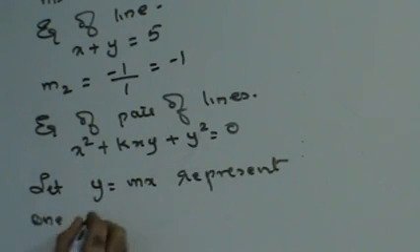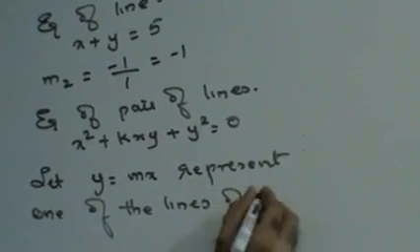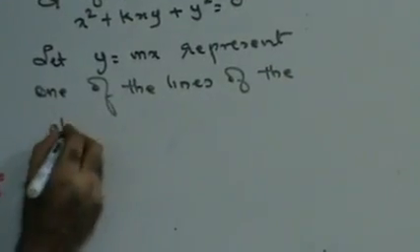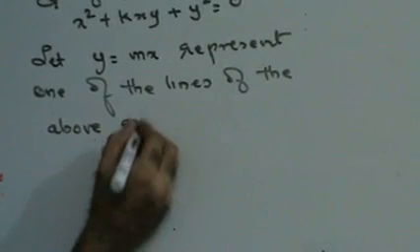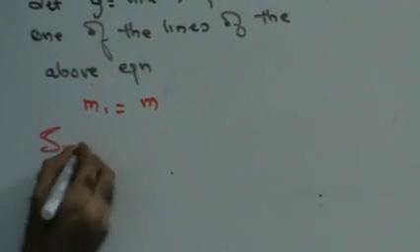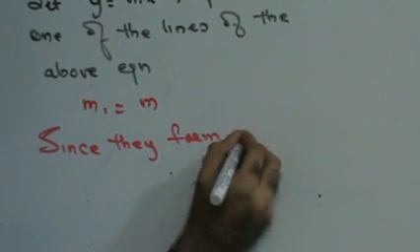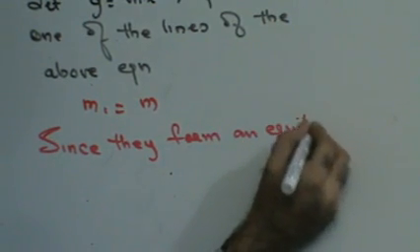one of the lines of the above equation, right? In which case I can say that m1 is going to be equal to m, since they form an equilateral triangle.